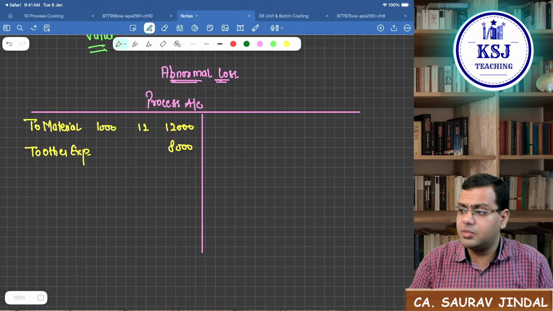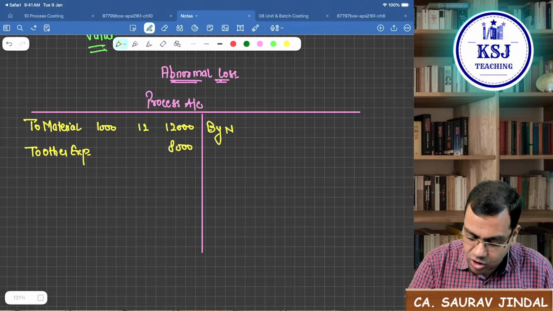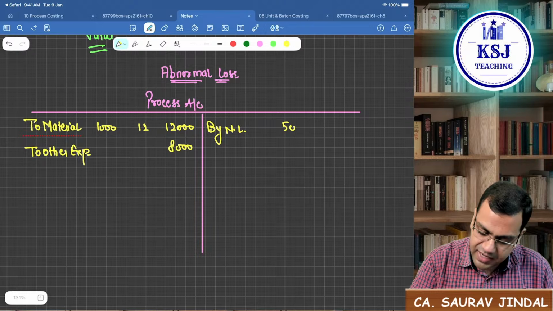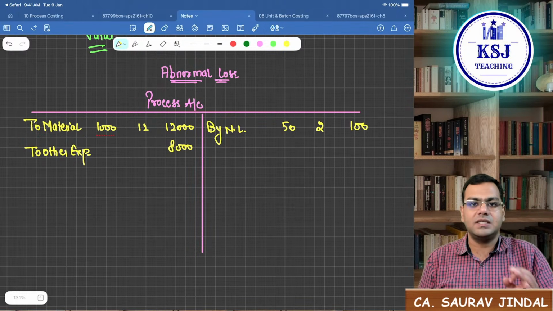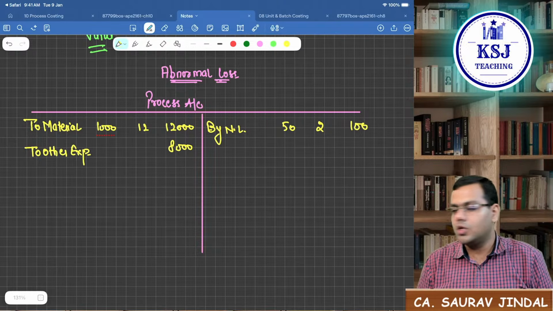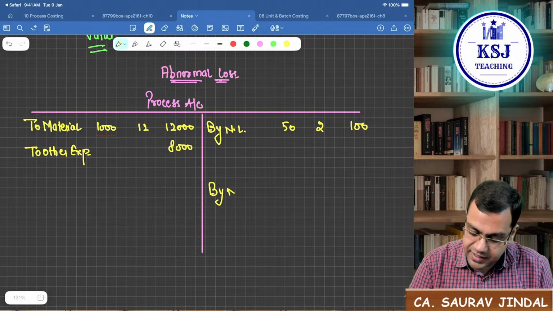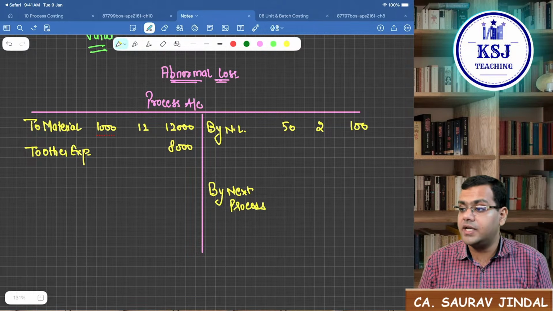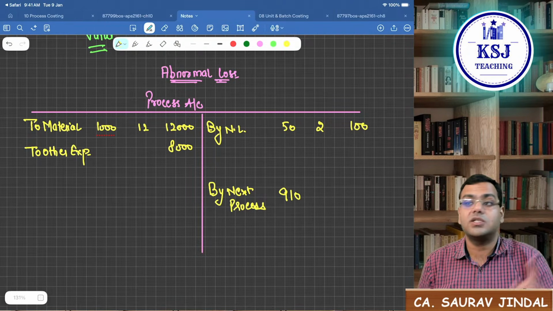I have a normal loss of 50 units, on which I will get a scrap value of 2 rupees. That means 100 rupees is the amount of scrap that I'm going to get. After that, the transfer to the next process is how many units? I'm saying 910 units are being transferred to the next process.